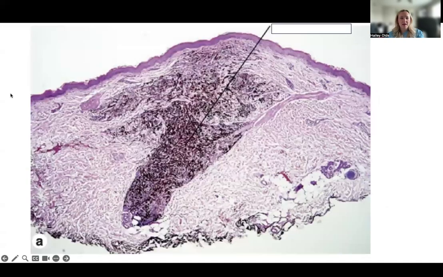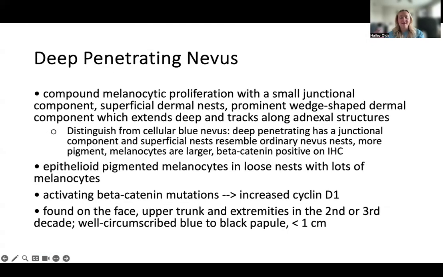Okay, so this one kind of looks similar, but as you can see, it's penetrating deeply into the dermis and maybe even into the subq here. So this one is a deep penetrating nevus. So you have a compound melanocytic proliferation with a small junctional component, but then it goes deep into the dermis and tracks along adnexal structures. And this is related to activating beta-catenin mutations, which increases cyclin D1. And these are most commonly on the face, upper trunk, and extremities, and in the second or third decade of life.